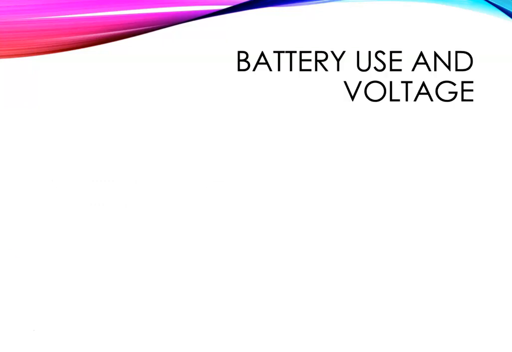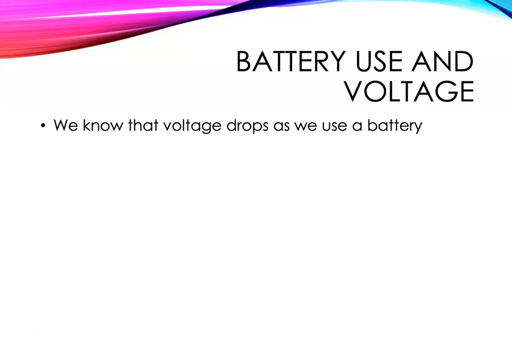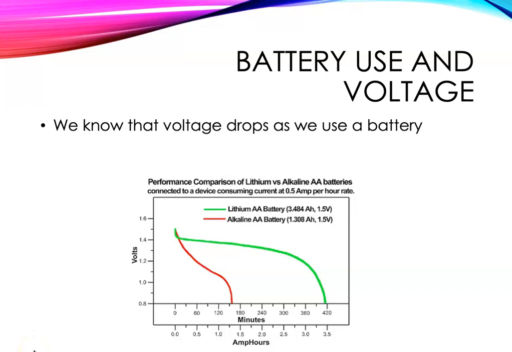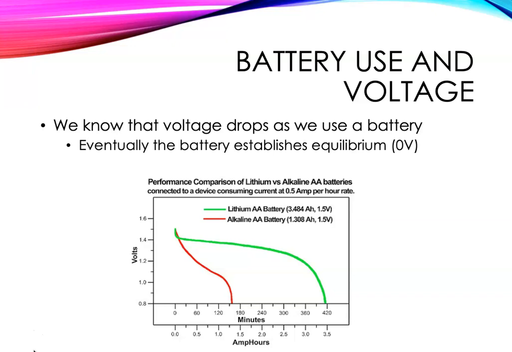We all use batteries every day, and from experience, we know that the voltage drops as the battery gets used. Different types of batteries discharge at different rates, but we always see this drop in the voltage. Eventually, the battery establishes equilibrium. It's got a voltage of 0 volts. This is what we mean every day when we talk about a dead battery. A dead battery is not dead, it's just established equilibrium.